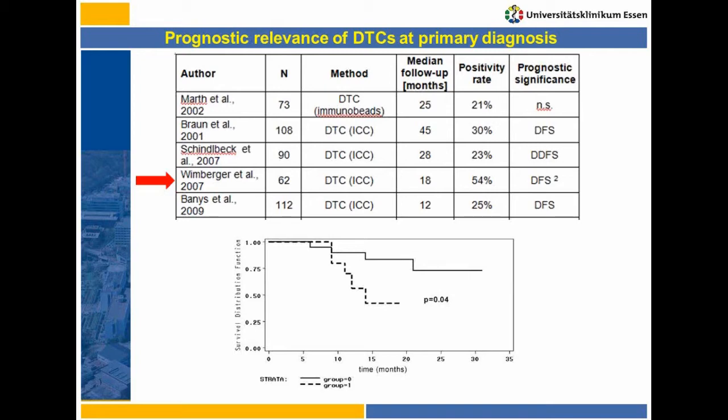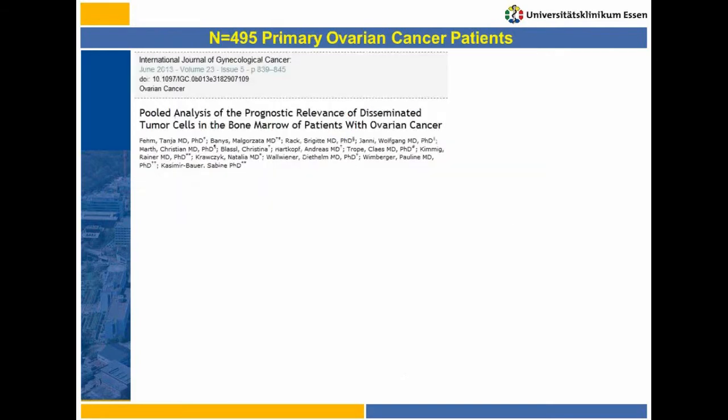Of course, 62 patients is a small number, but with regard to ovarian cancer, you do not have so many patients a year like in breast cancer. But we thought we have to verify that in a higher patient number or in a bigger patient cohort. So the next thing we did, we asked other groups who did the same method and had the same patients. We put all our data together and analyzed the prognostic significance of these cells.